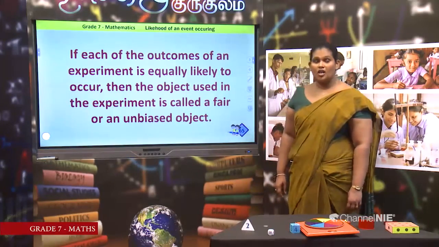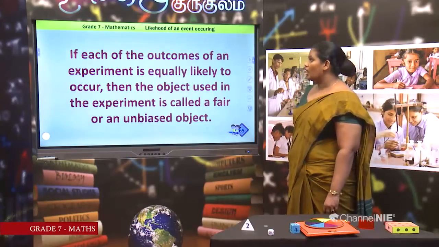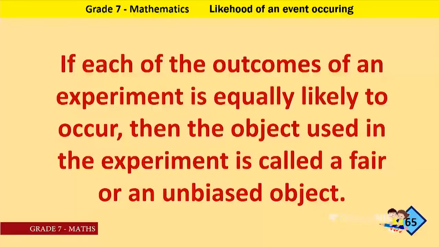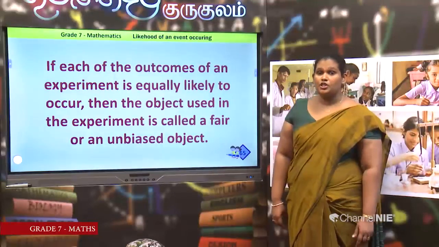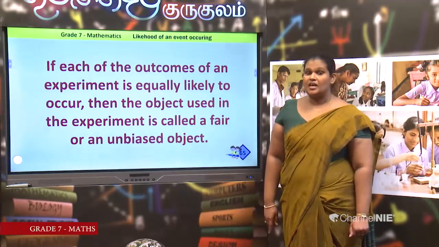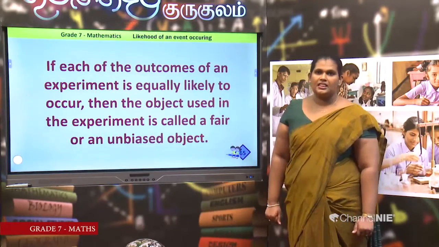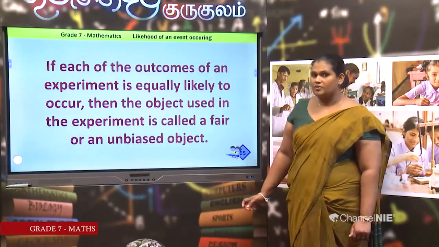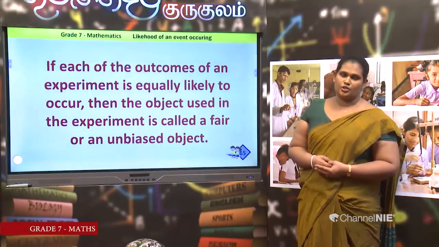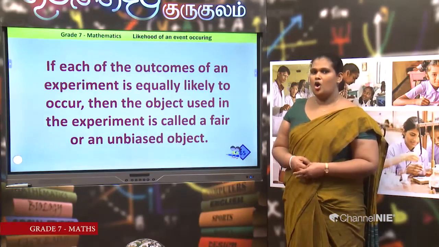Right. So, if each of the outcomes of an experiment is equally likely to occur, then the object used in the experiment is called a fair or an unbiased object. But if each of the outcomes of an experiment is not equally likely, then you can say the objects that you have used in the experiment are biased objects, or as you can say unfair objects.